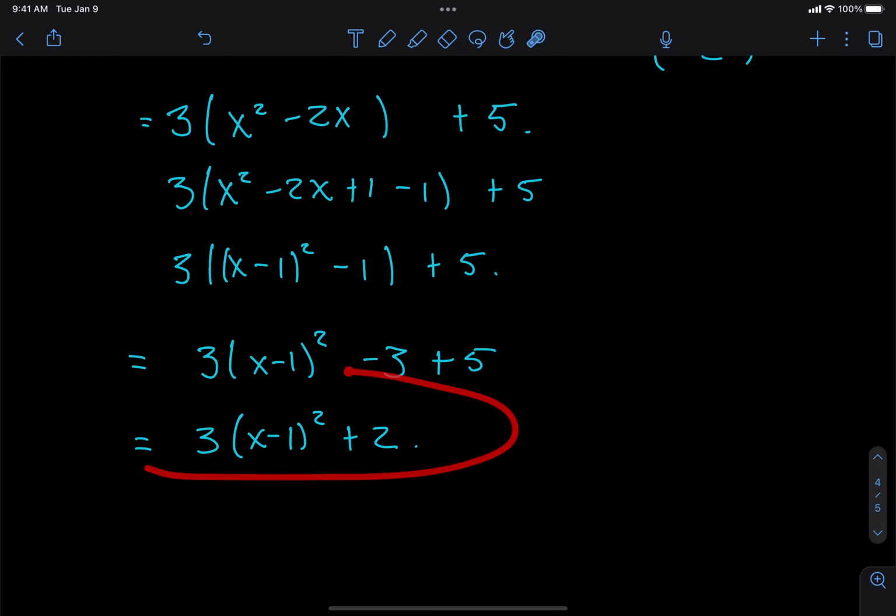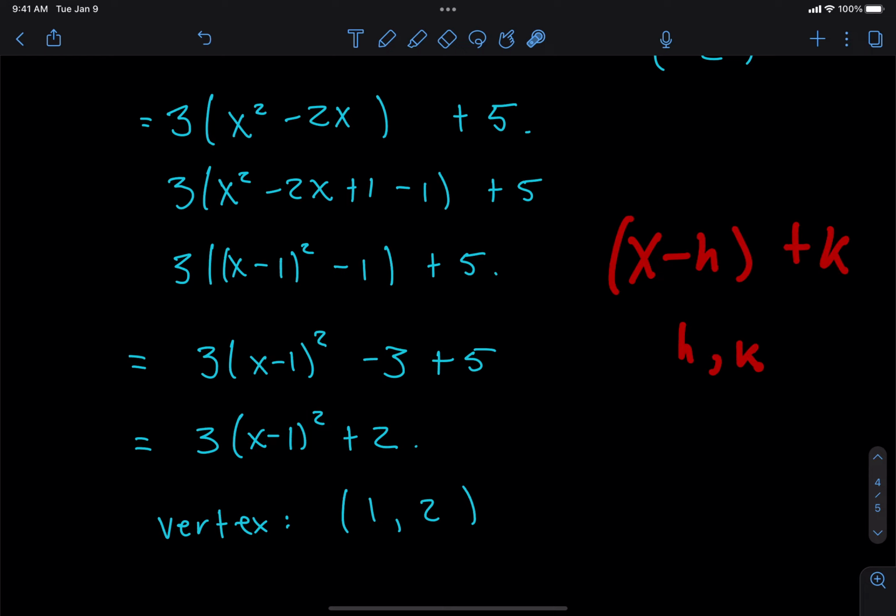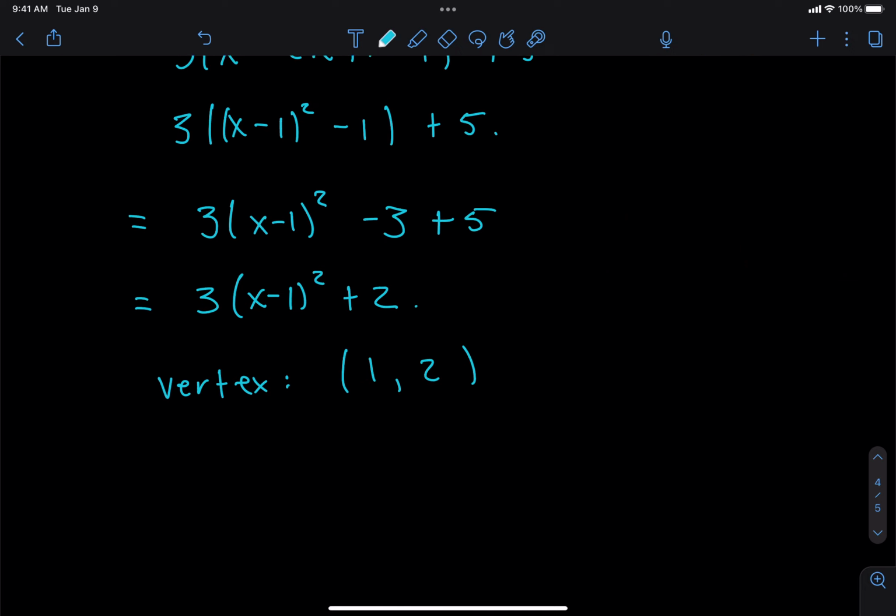Okay, so now this is much more friendly for graphing. Someone help me, where is the vertex going to be? 1 comma 2. What about this minus sign? Why isn't it negative 1? Because it's in the general form. In the general form, it says a times x minus h squared plus k has vertex h comma k. So if it says minus 1 inside the parentheses, then the vertex's x coordinate will be at positive 1. And the y coordinate will be whatever this number is, 2. Okay, so the vertex is at 1 comma 2.